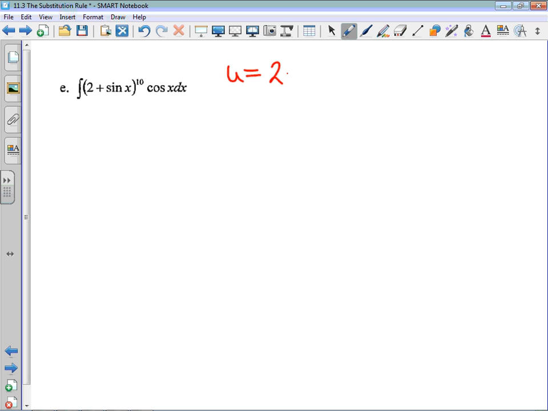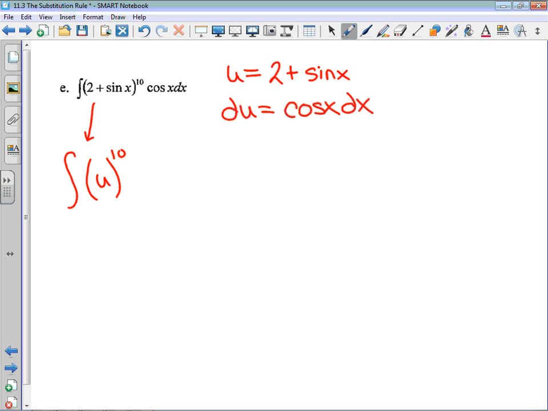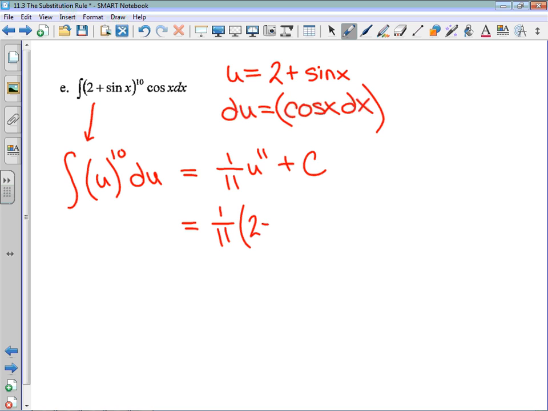So I'm going to say that u is equal to 2 plus sine x, which means that du, derivative of 2 is 0, derivative of sine x is cos x, and I include that dx piece. Now that makes this a pretty nice and straight up substitution, because this is going to become the integral of, instead of 2 plus sine x, it's u to the power of 10. Instead of cos x dx, it's du. Well, this is just our anti-power law, so this is going to be equal to 1 over 11 times u to the power of 11 plus a constant, but it is not u. We have to substitute at the end, and we get 1 over 11 times 2 plus sine x to the power of 11 plus some constant.